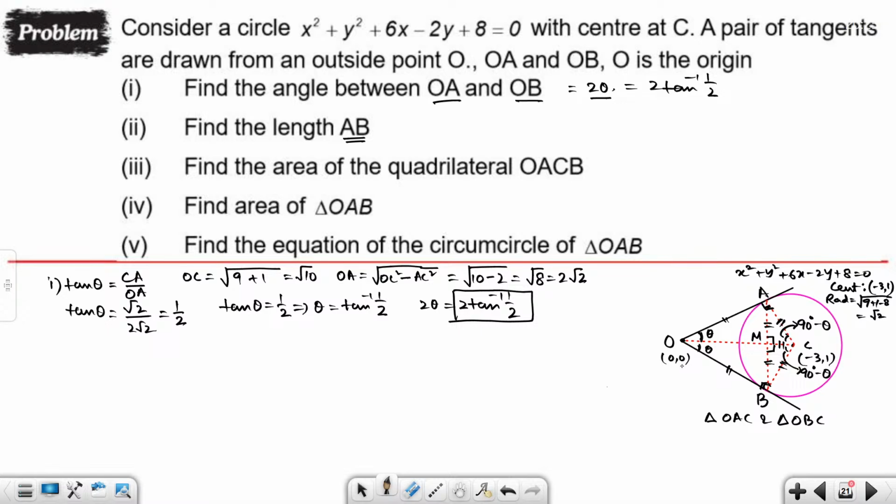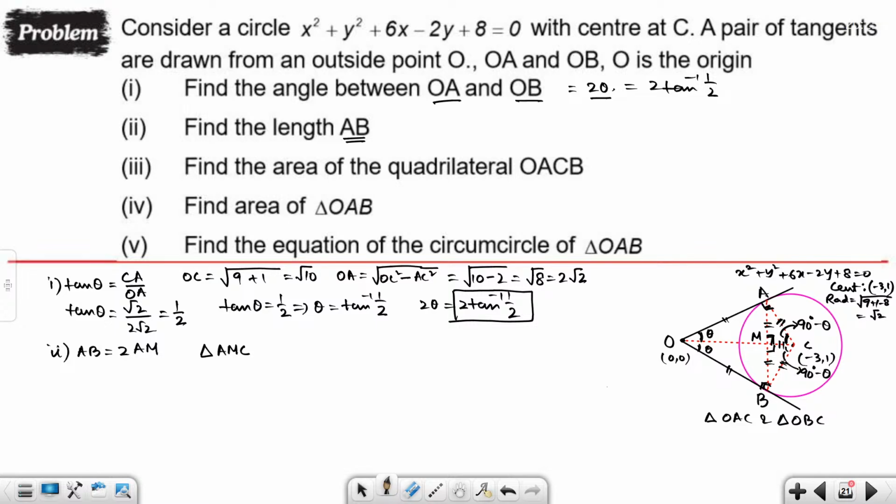So if you want to find out AB, which is the same as 2 times AM, you simply find out what your AM is. Tell me. See, simple thing. Take the triangle AMC. Look carefully. With respect to this angle, this is 90. With respect to this angle, this is 90 minus theta.